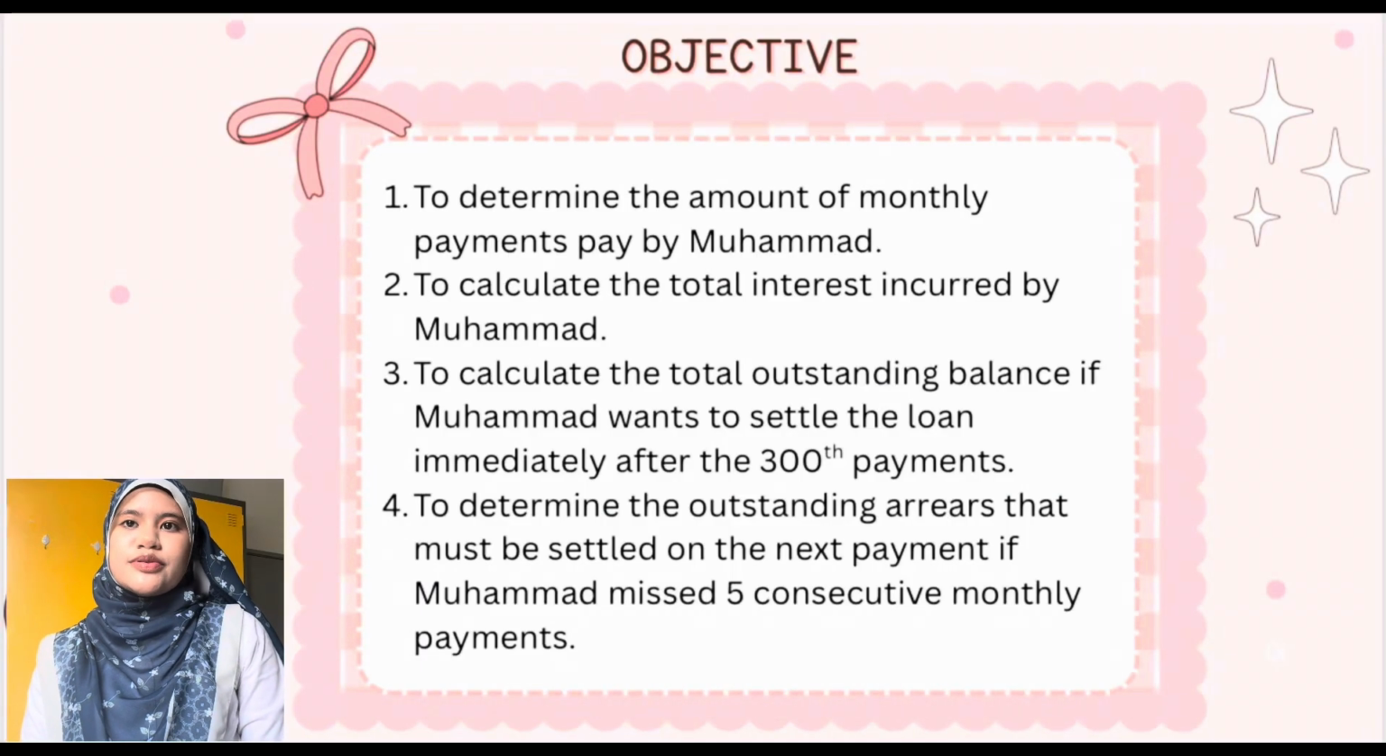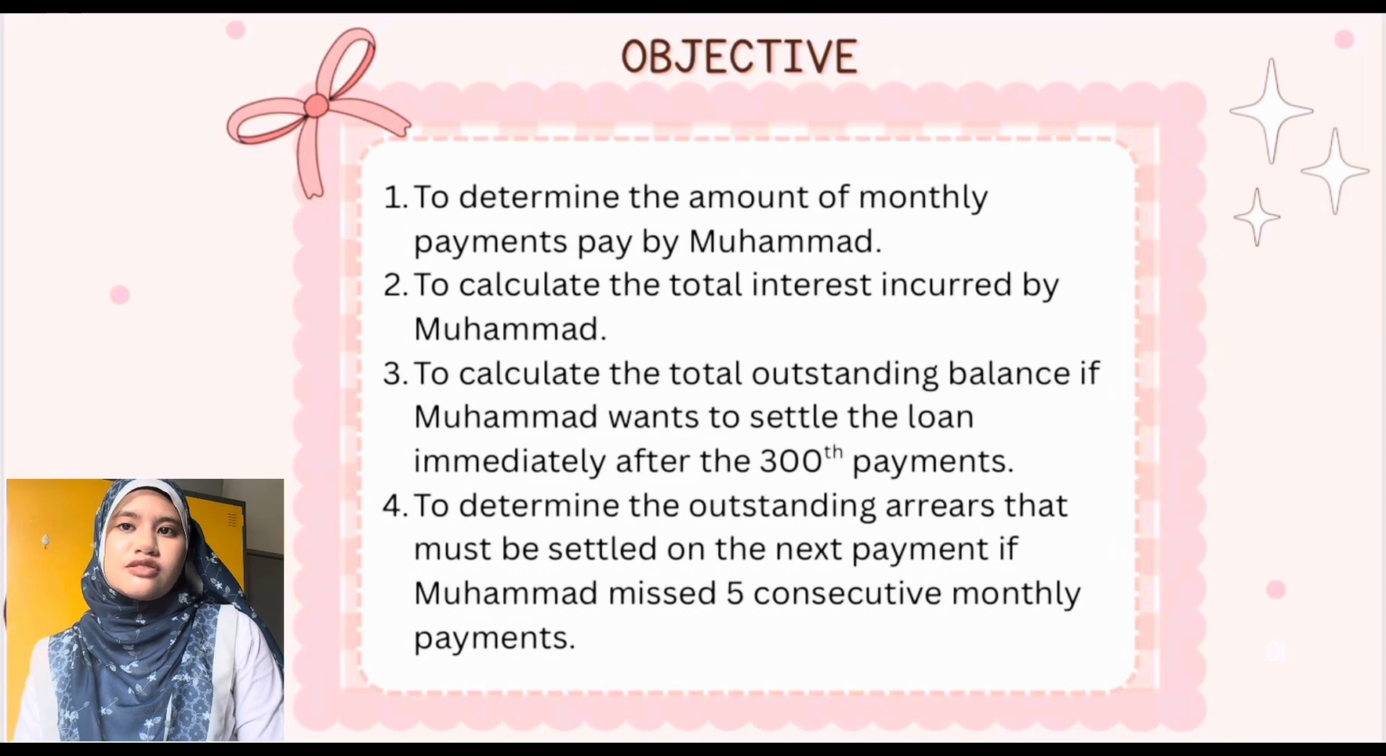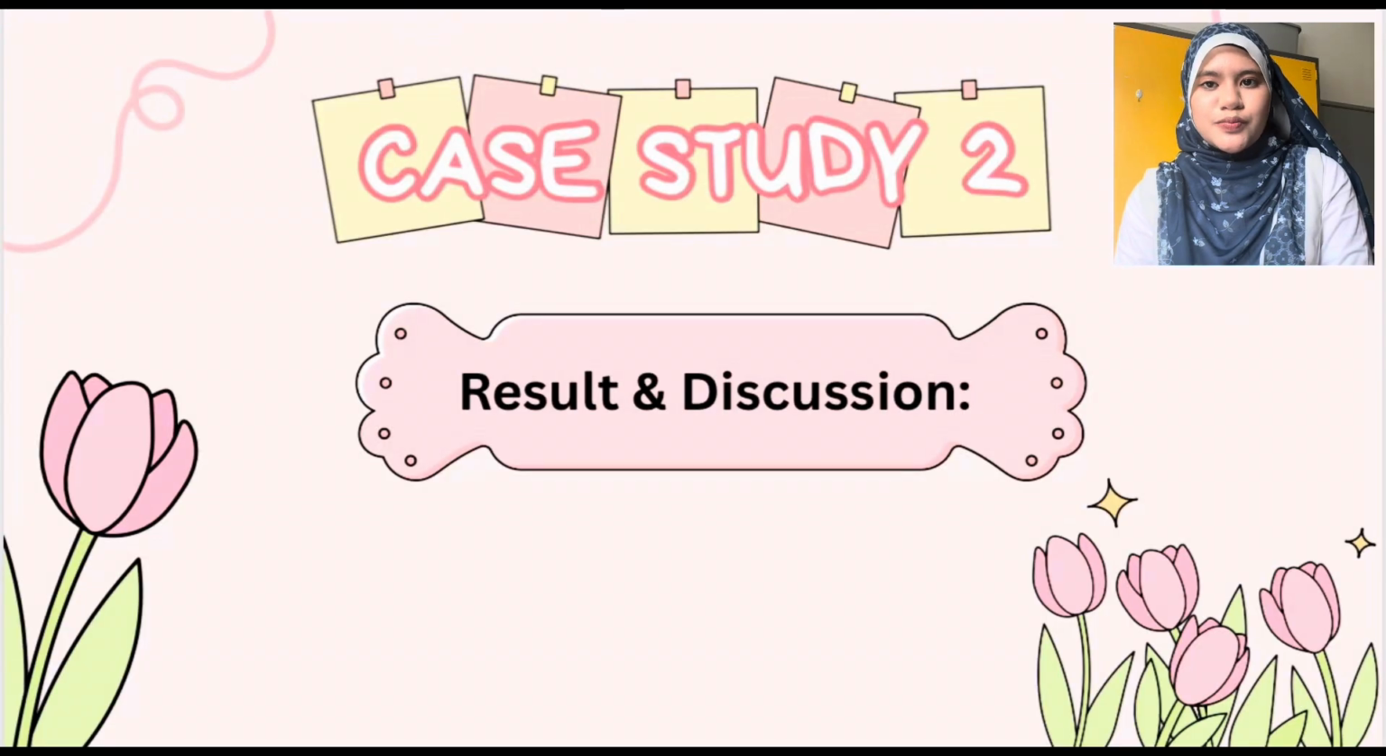Objective 1. To determine the amount of monthly payment paid by Muhammad. 2. To calculate the total interest incurred by Muhammad. 3. To calculate the total outstanding balance if Muhammad wants to settle the loan immediately after the 300th payment. 4. To determine the outstanding arrears that must be settled on the next payment if Muhammad missed 5 consecutive monthly payments. Case study 2. Result and discussion.